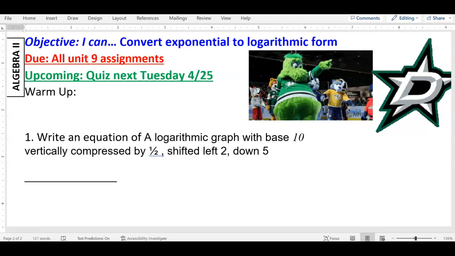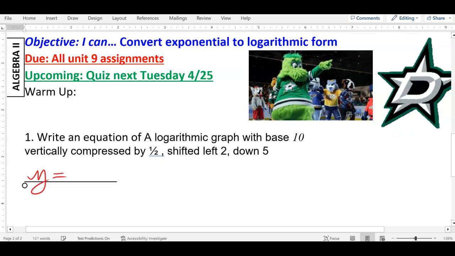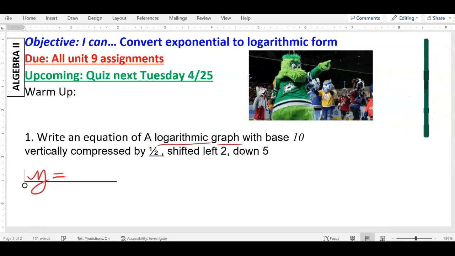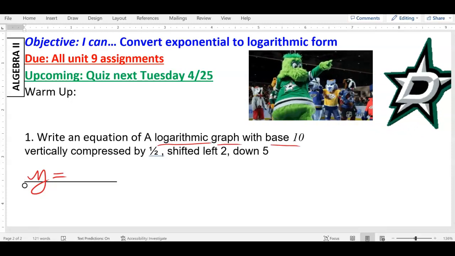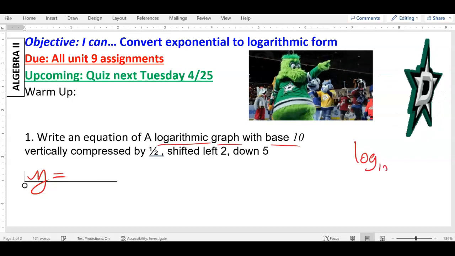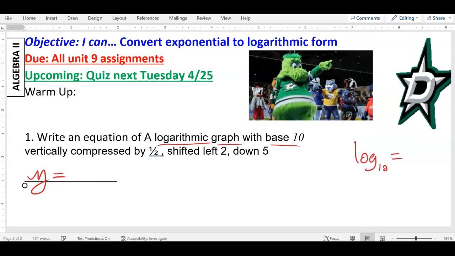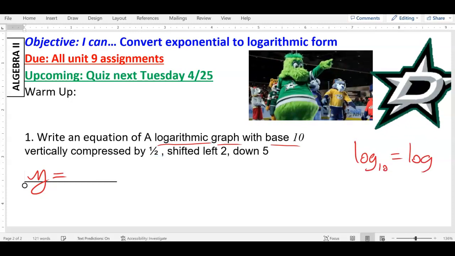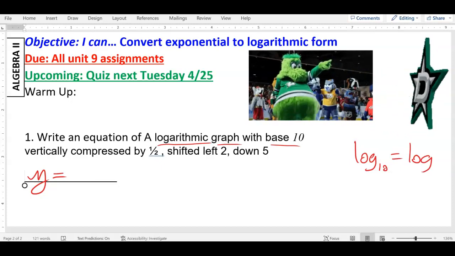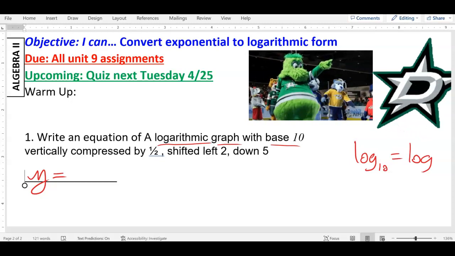Listen. First thing it says is write an equation. Equation starts with y equals. Go ahead and write that down. Y equals. Now, it says a logarithmic graph with base 10. What did we say yesterday about base 10? Log base 10 is written as what? Just log. Yes, you remembered. Didn't you say you don't remember things? You do remember things. That's great.